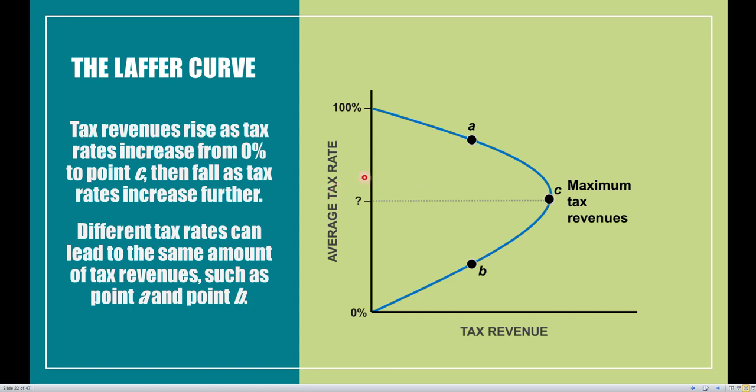So all we can really say for sure is if we're operating in the top half of the parabola, we should probably go ahead and lower tax rates. And if we're operating at the bottom half of the parabola, we should probably go ahead and increase tax rates in order to generate the maximum amount of tax revenues. We don't know for sure what the optimal tax rate is going to be. And that's essentially the underlying idea of what the Laffer curve is going to tell us.